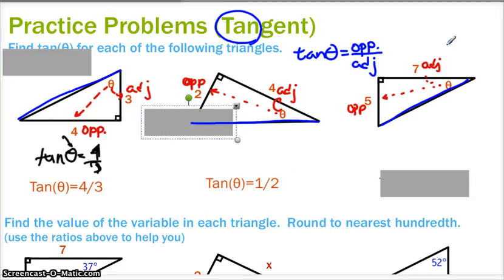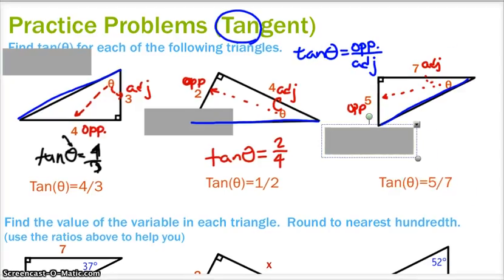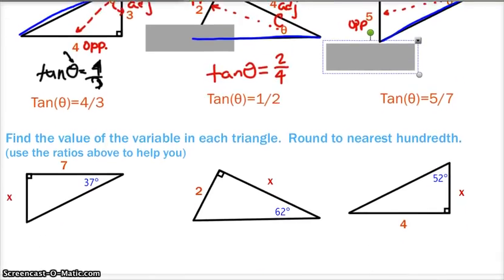So here's the third one, or the middle one. Tangent of theta equals the opposite value over the adjacent, and I reduced. Tangent of theta equals the opposite value, which is the 5, over the adjacent, which is the 7.